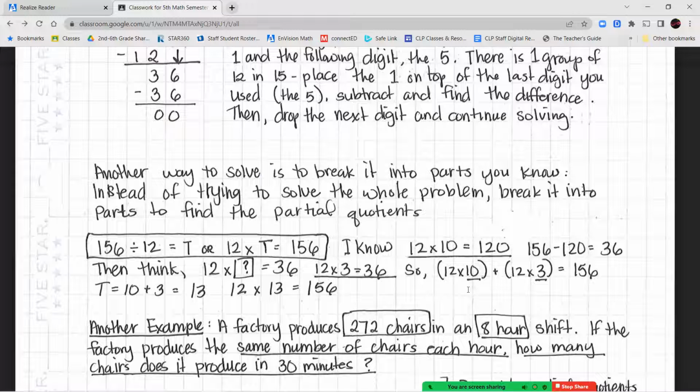So 12 times 10 plus 12 times 3 is going to equal 156. So t is equal to the 10 plus the 3, which was 13. And if you plug in those numbers and multiply 12 times 13, you will get a total of 156 to match the number of people attending the conference.